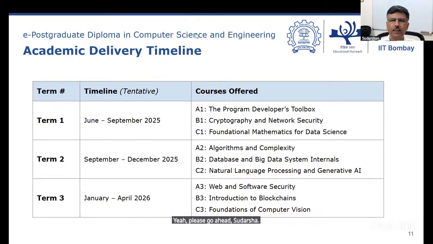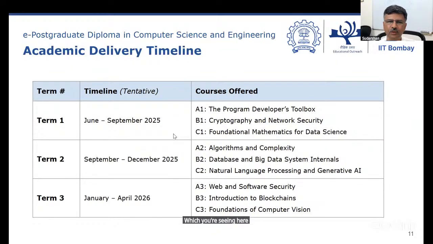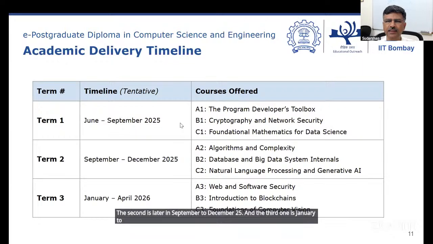Yeah, thanks, Mr. Sharath. The academic delivery timeline, maybe I will just go ahead and cover that. We have 3 terms, which you are seeing here. The first is June to September 25. The second is later in September to December 25. And the third one is January to April 2026.